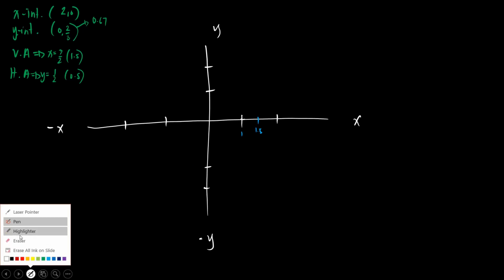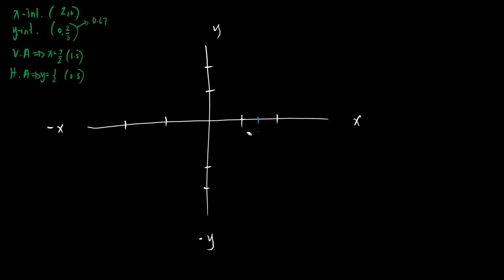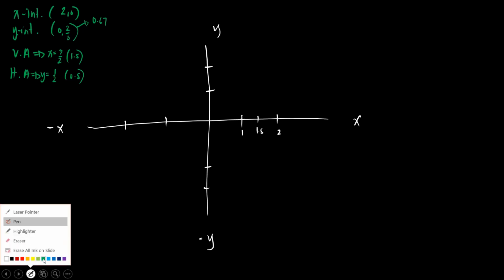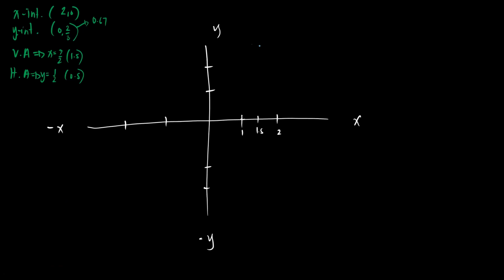Okay, let me change the color first. So, si 1.5 nandito siya. Ito si 1, ito si 2. Okay, now let's plot the vertical asymptote. So, ayan si 3/2, si 1.5. Do the broken lines. So, x is equal to 3/2. Okay, now, we're done with this one.